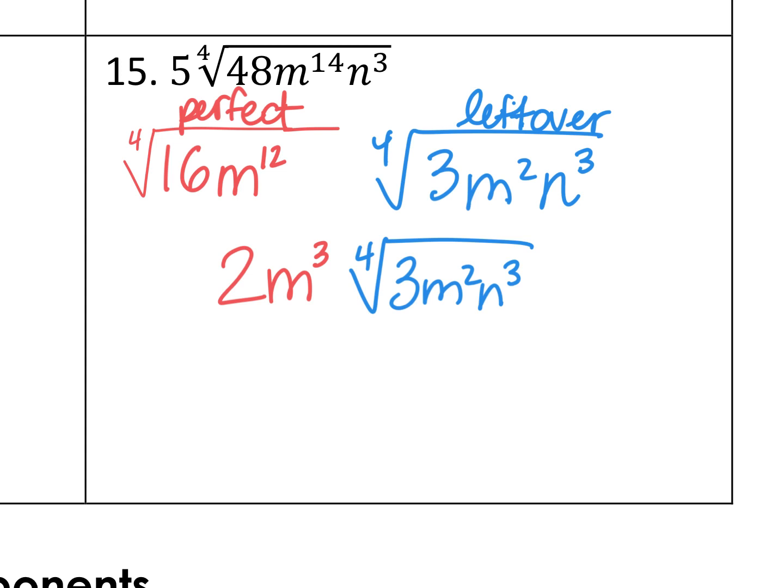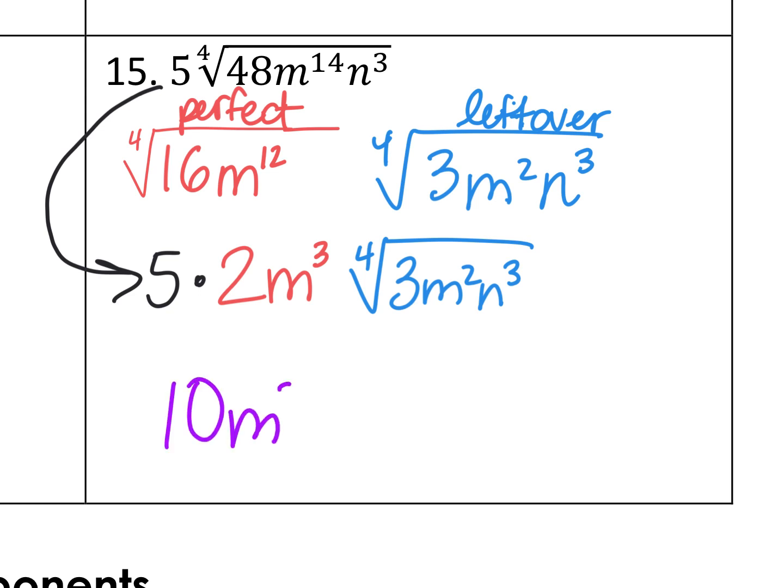Are we done? No, because there was that 5 out in front. So bring it back. And your final answer is actually this: 10m to the third times the fourth root of 3m squared n to the third. Beautiful.